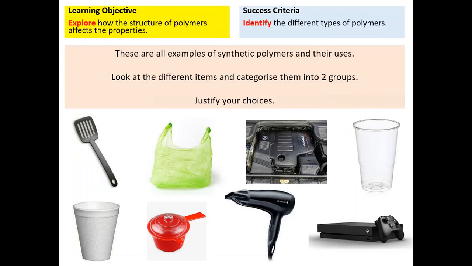So firstly, I want you to look at these polymers. These are examples of synthetic polymers. Synthetic means that they are man-made. There are naturally occurring polymers, and we are going to talk about that next lesson. So these are man-made polymers. It shows different polymers and how they are being used. Now I want you to categorise the polymers used for these uses into 2 groups, and I want you to justify why you've grouped them in that way. I will show you how I've grouped them in a little while, but I want you to think about the properties and how you might group them together.